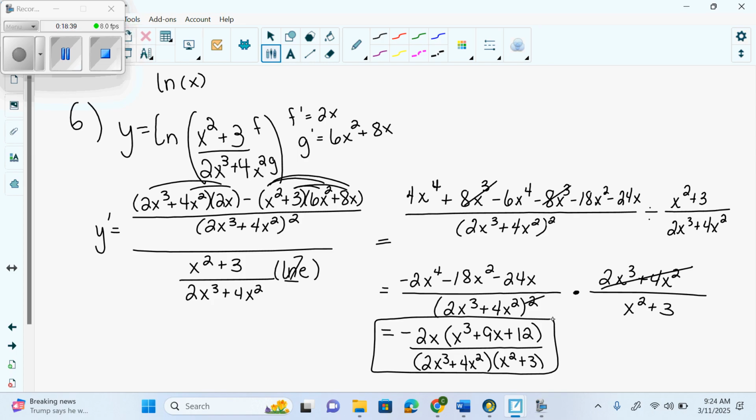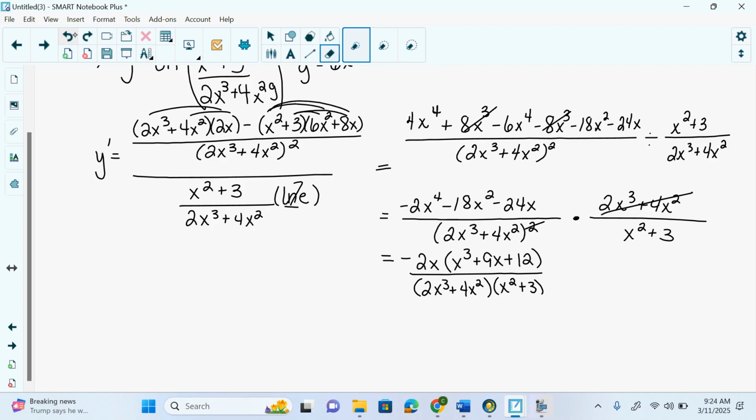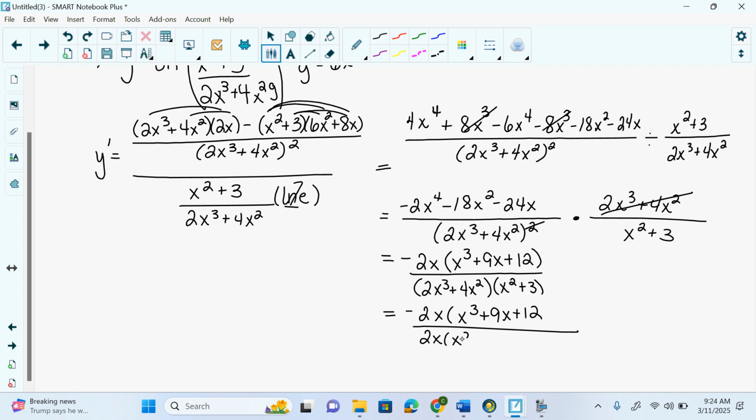Yep. That would be smart. Oh, it'll be easier to do this, hopefully. Okay. Miley asked if we could take a 2x out of the bottom, which is a good idea, because it can reduce. 2x squared, x plus 2. That cancels that, that cancels that.